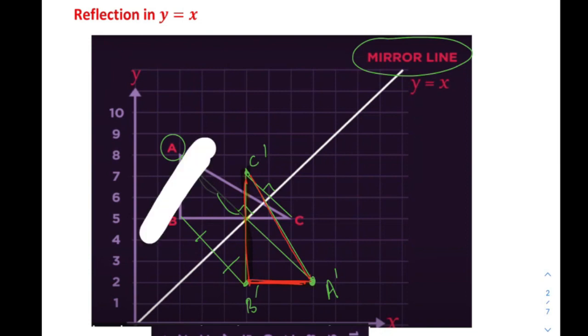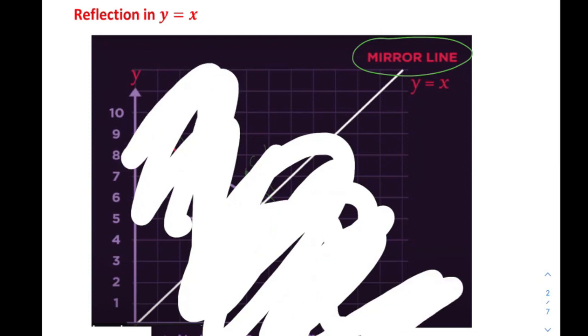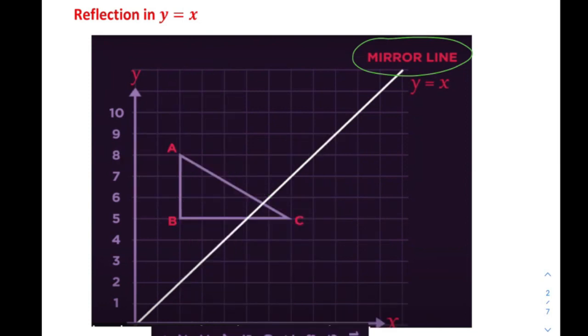So what will you do? I will erase what I have done here, and I will use another approach, which is easier in my opinion. What is this approach? Let's check the coordinates of these points. A originally was what? Go to the x-axis, it is 2 paired with 8, so (2, 8).